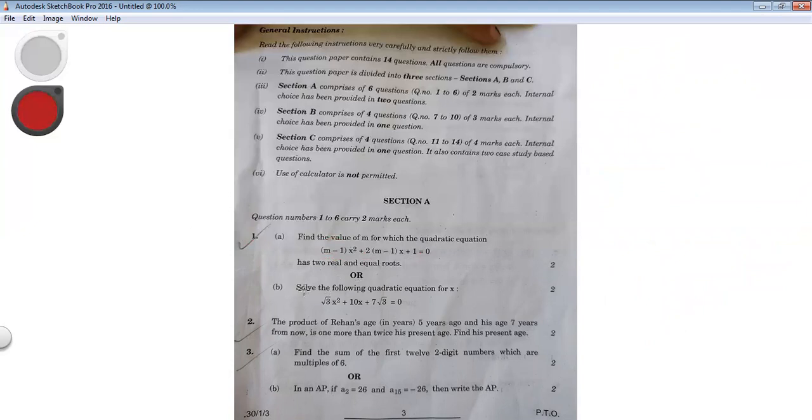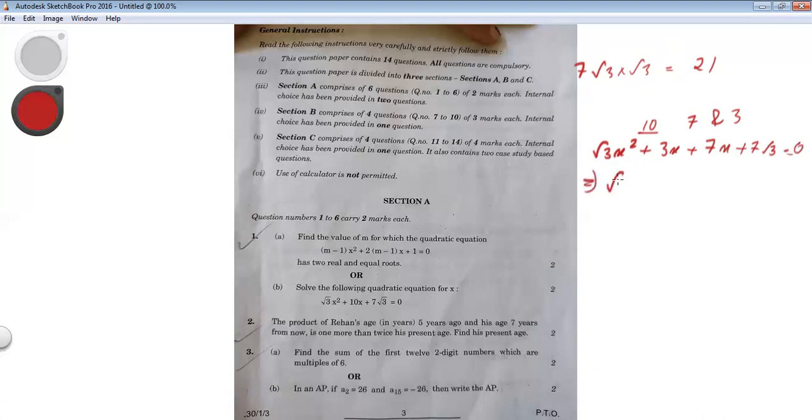The B part says to solve the quadratic equation for x: root 3 x squared plus 10x plus 7. If you do a into c, you get 7 root 3 into root 3, which is 7 into 3, which is 21. So I can split 10 as 7 plus 3. Your equation becomes root 3 x squared plus 3x plus 7x plus 7 root 3 equals 0.